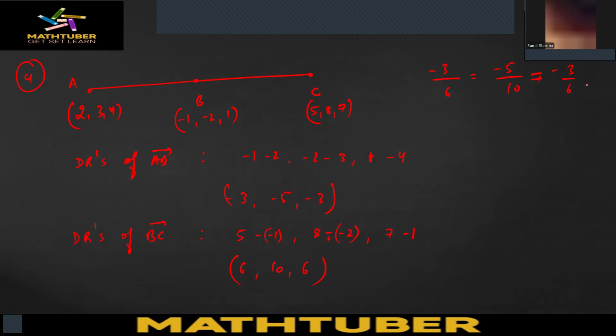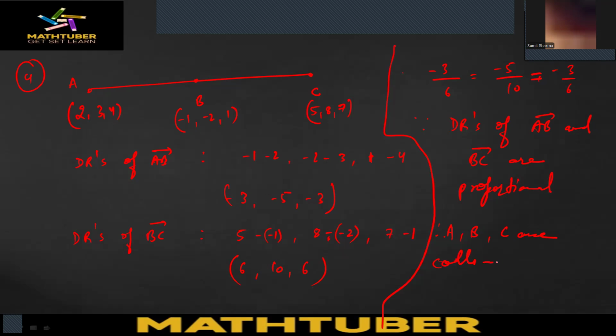So all of them are proportional to each other, as we can see, since the direction ratios of AB vector and BC vector are proportional. Therefore, we can say that A, B, and C points are collinear, right? So this is how we have to do the questions.